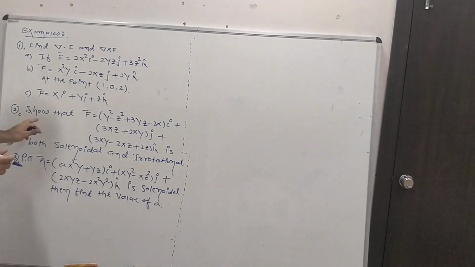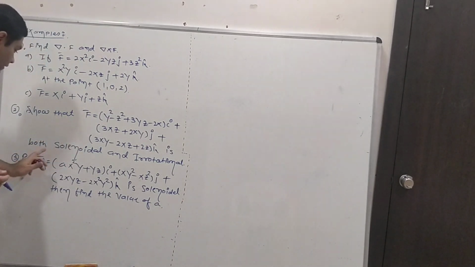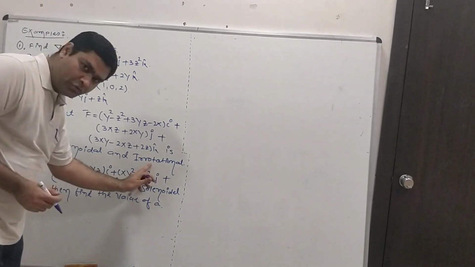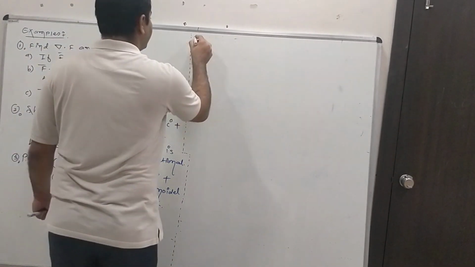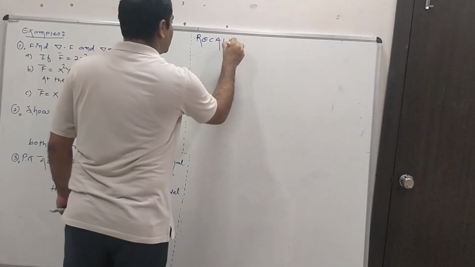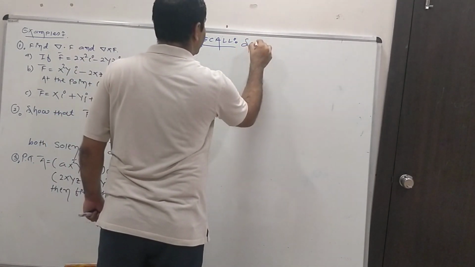This is very important. We have to show this function, students, is both solenoidal and irrotational, students. Solenoidal, irrotational. So let us recall the things. What is solenoidal?